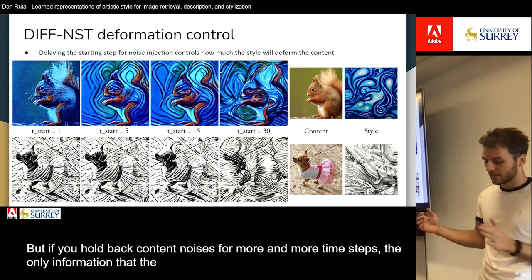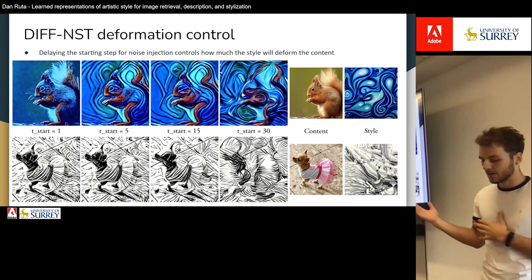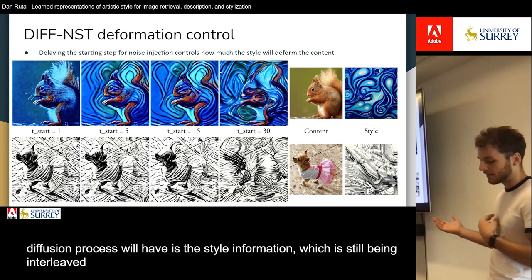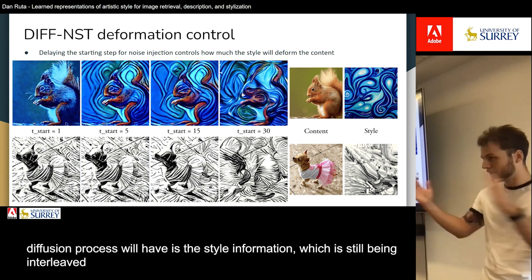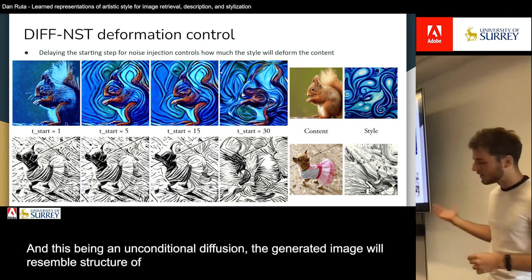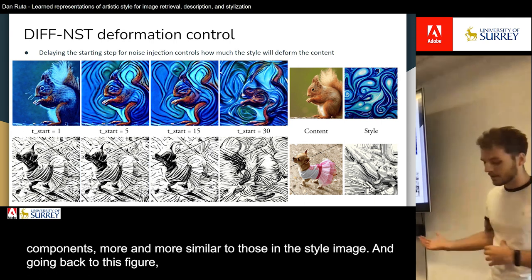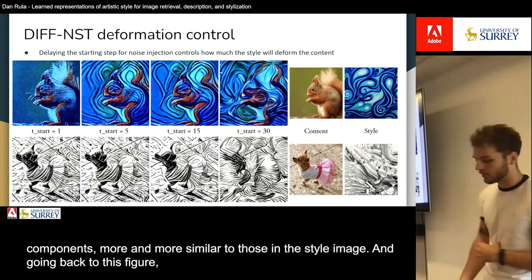But if you hold back content noises for more and more time steps, the only information that the diffusion process will have is the style information, which is still being interleaved. And this being an unconditional diffusion, the generated image will resemble structure components more and more similar to the ones from the style image.